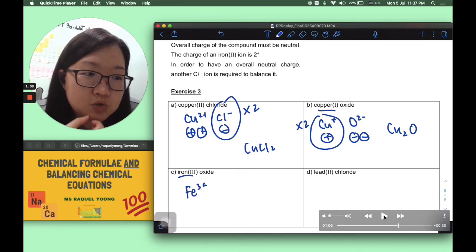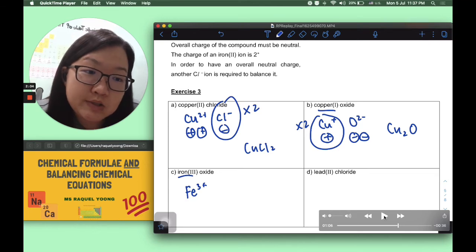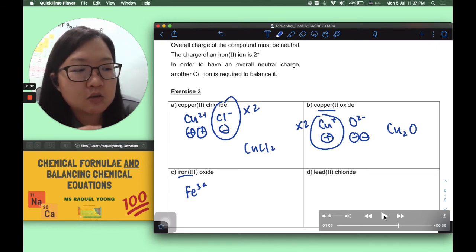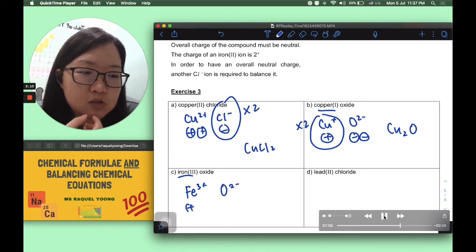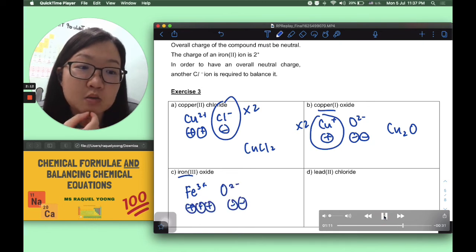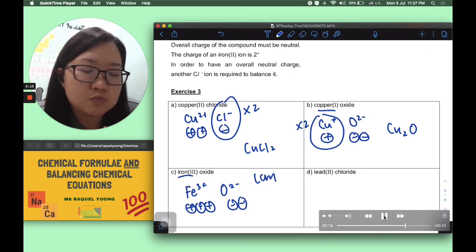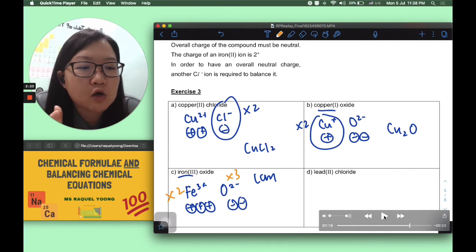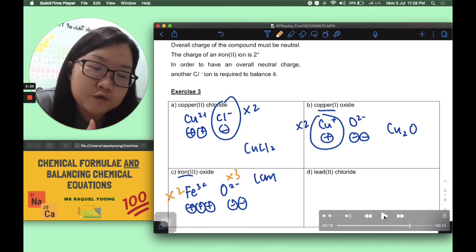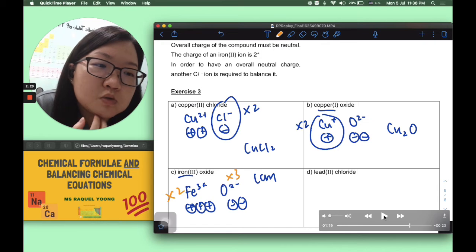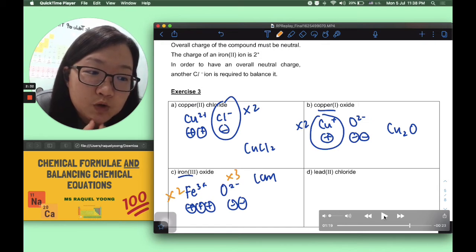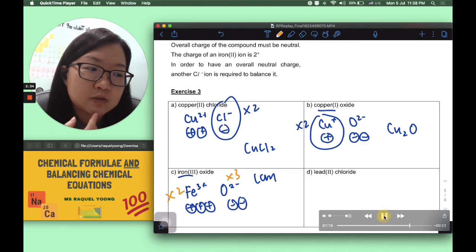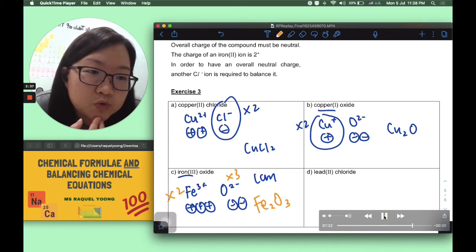Part C, iron 3+. We saw a similar one earlier on. So if it's iron 3, then it's Fe3+. Okay, oxide is O2-. So over here, this is quite a similar example to aluminium oxide, where you see 3 and 2. So over here, we need to use the lowest common multiple, which is 6. So to get to 6 cation, we need to multiply by 2. And for the anion, we need to multiply by 3. So the final chemical formula for iron 3 oxide will be Fe2O3.